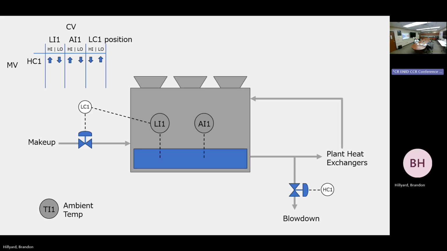So I like the use of LC1 there as a feedback to that positioner. The big thing for APC is just like the DCS, in that there's not necessarily a right answer or a wrong answer. It just depends on what your main objectives are, and the easiest way to do that.